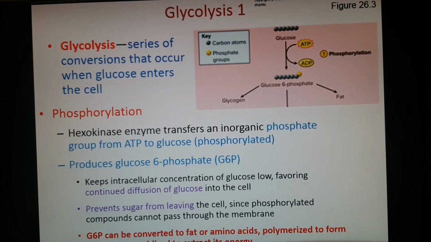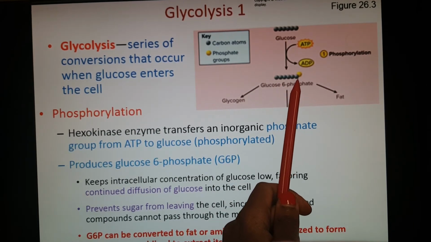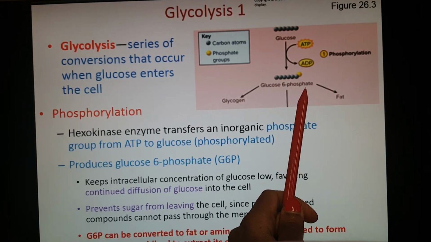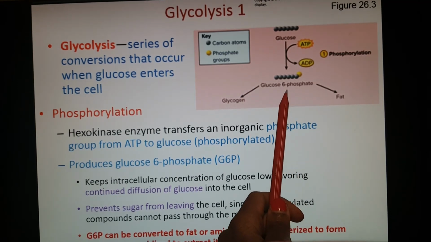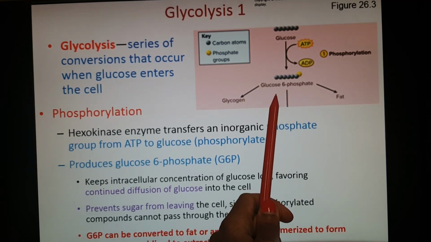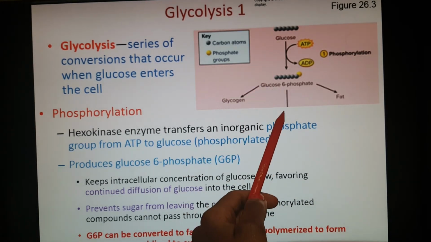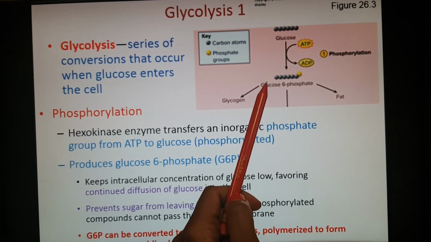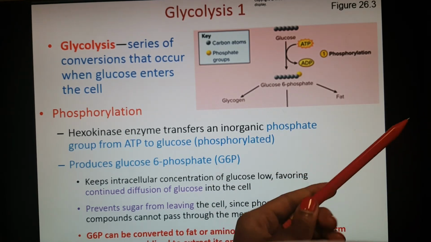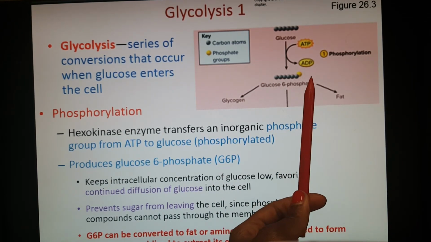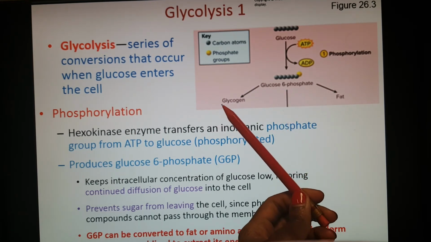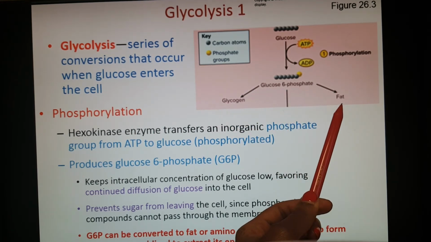So I'm going to quickly go through glycolysis. There's multiple steps. There's a phosphorylation step that uses up 1 ATP. It also helps to prevent sugar from leaving the cell. So this glucose 6-phosphate molecule, having that phosphate group on there, changes the molecule enough that it prevents glucose from becoming highly concentrated in the cell, so you can continue bringing glucose into your cell. That glucose 6-phosphate molecule can also be used to help store glucose in the form of glycogen or made into fat.